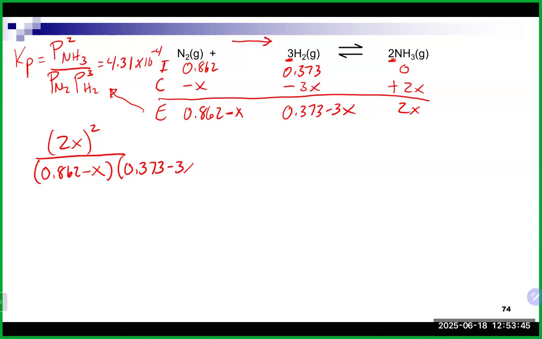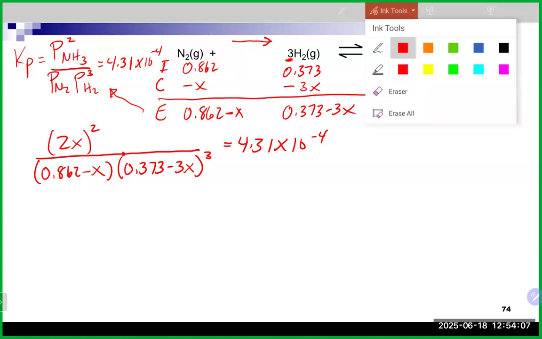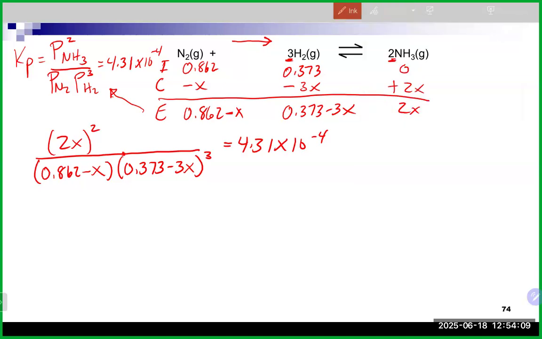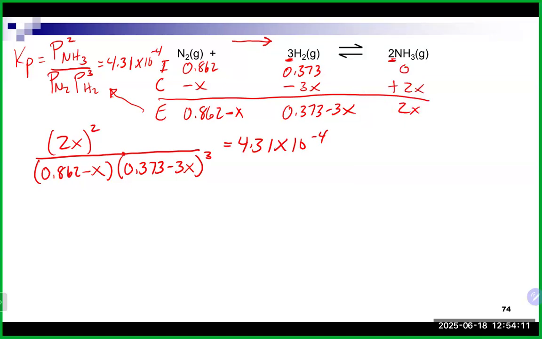0.373 minus 3x, and that does need to be cubed, and that is going to equal 4.31 times 10 to the minus 4. Here we do need to solve for x, so clearly at this point we should just go to the next problem because this does not look like fun, right? Nobody wants to do that. So clearly nobody wants to do the math part of that. So in this case, we want to think about a way that maybe we can get around it.